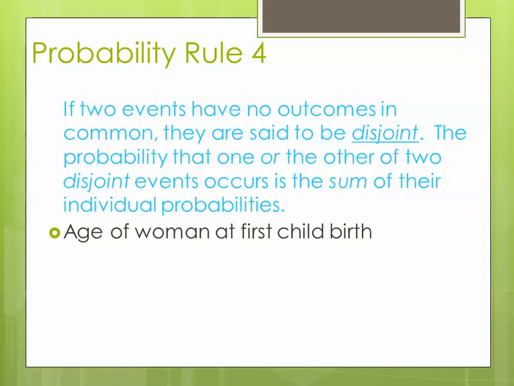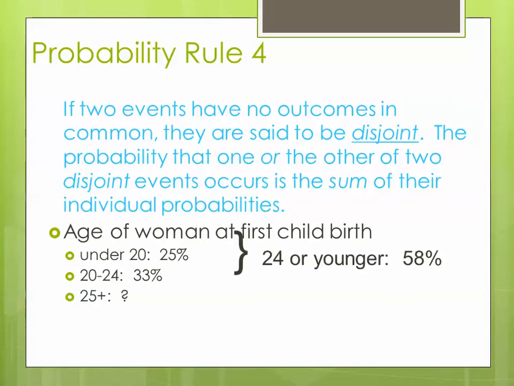Okay, so think of it with this example. Age of a woman when giving birth to her first child. Under 20 is 25%. 20 to 24 is 33%. What's 25 or older? Well, it's whatever's left. And what's left? We have 58% taken, so that means we have 42% left. Because those are disjoint. A woman can't be under 20 and over 25 when she first gives birth. She's one or the other. There's no overlap. Those are disjoint.